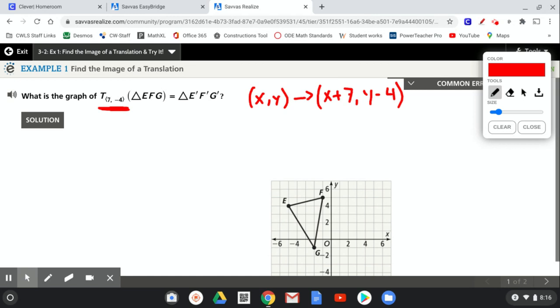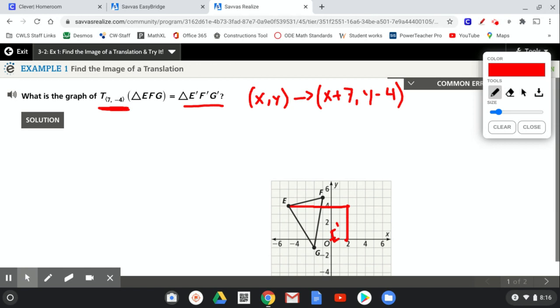So for this one, we take E, and either rule you use is fine, it doesn't matter. We're going to travel in the x direction 7 units. So we travel 1, 2, 3, 4, 5, 6, 7, and then we go down 4 units right here. That's going to be the coordinate for E prime. Remember, guys, all the primes mean is that it's similar to the figure, just in a different spot. That's why we use the primes, to say that it's similar to figure EFG, but we just moved it.